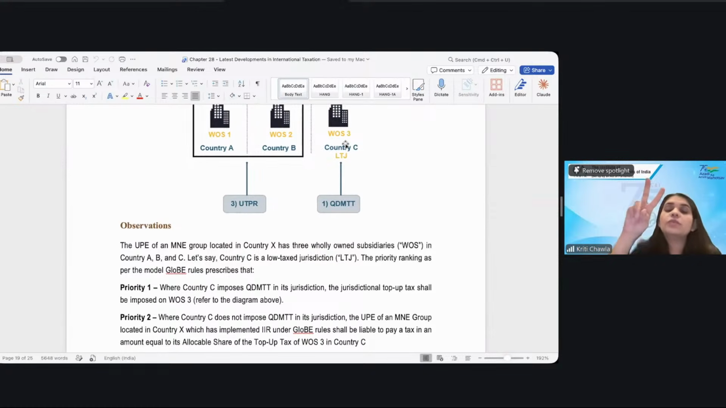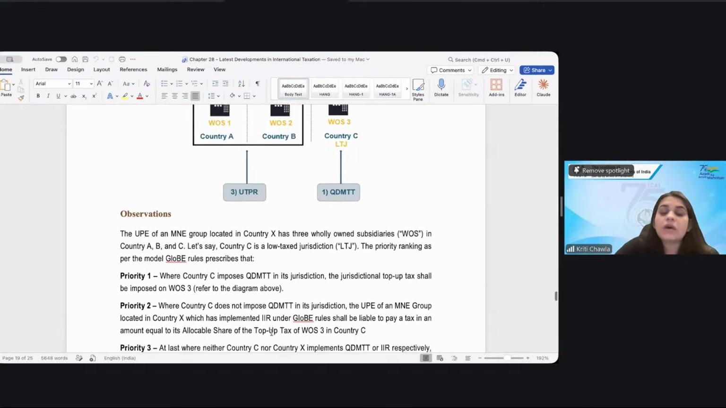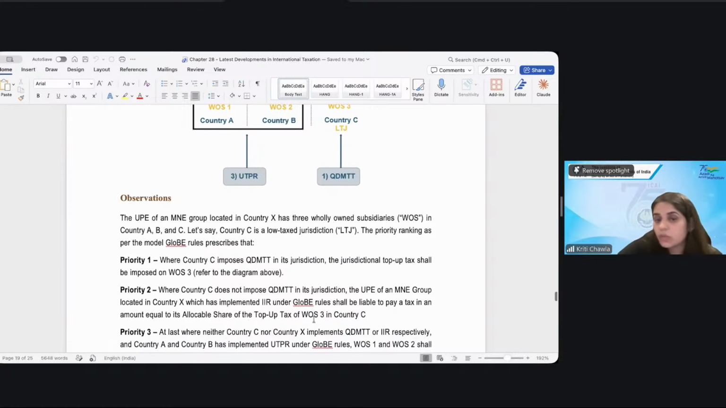Priority 2 will be where country C does not impose QDMTT in its jurisdiction. Then the UPE of the multinational group in country X, which has implemented IIR under GloBE rules, shall be liable to pay tax in an amount equal to its allocable share of the top-up tax of the wholly owned subsidiary in country C.